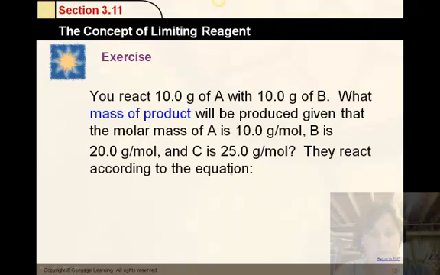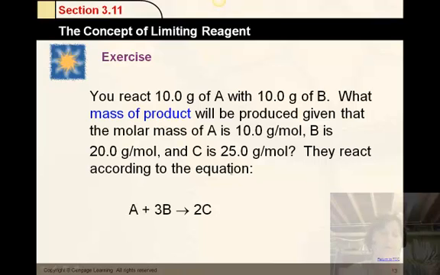So here's the question. It says you react 10 grams of A with 10 grams of B. What mass of product will be produced given that the molar mass of A is 10 grams per mole, B is 20 grams per mole, and C is 25 grams per mole? They react according to the equation A plus 3B yields 2C.